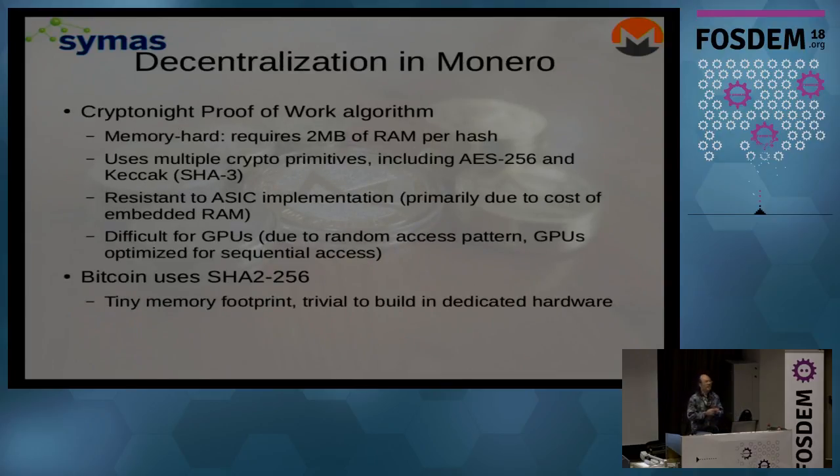So for decentralization, the big problem that we see, again looking at Bitcoin, is a few companies in China control 80 or 90% of the hash power of the Bitcoin network. So in the CryptoNight proof of work, the algorithm requires a 2 megabyte scratch pad. So it's fairly expensive to implement this in specialized hardware, simply because fast RAM is fairly expensive. Also, instead of just using a single crypto primitive, it uses a set of 5 different primitives. So the algorithm is fairly resistant to ASIC implementation.